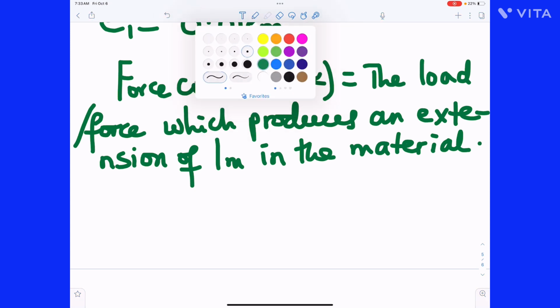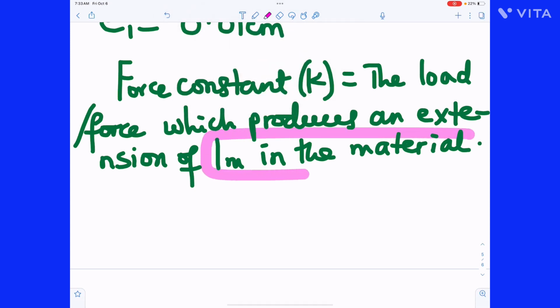Sometimes we say this as 1 unit length. You understand? Instead of saying the force constant of a material is the load or force which produces an extension of 1 meter in the material, I can say the force constant is the load or force which produces an extension of 1 unit length in the material. 1 meter is the same thing as 1 unit length. So say it how you like.